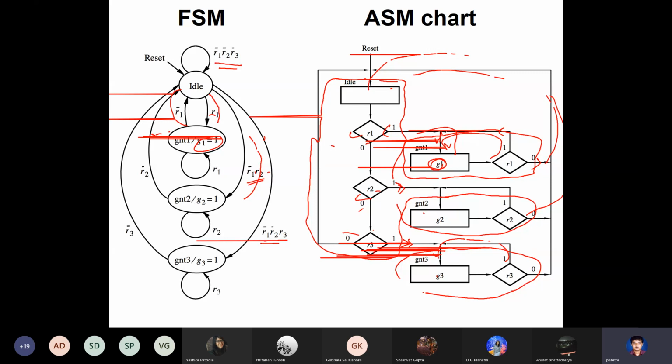So any modular design can easily be converted into ASM charts. That's the major advantage. In fact, there are electronic design automation tools where you can directly draw ASM charts from your functional specification, and then they'll convert them into Verilog statements and so on.